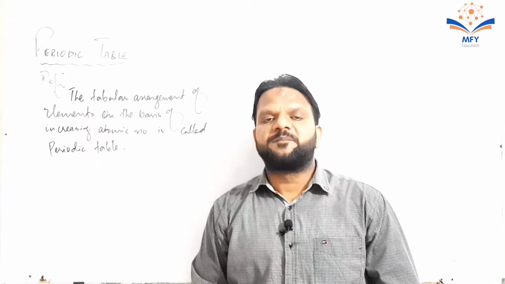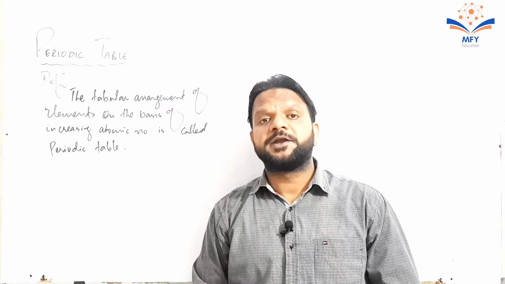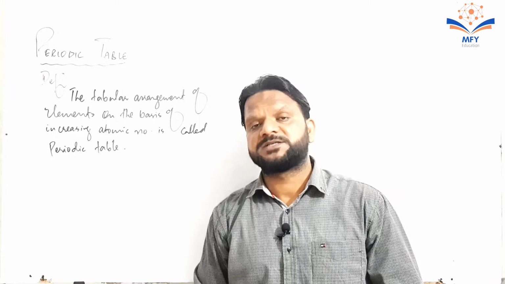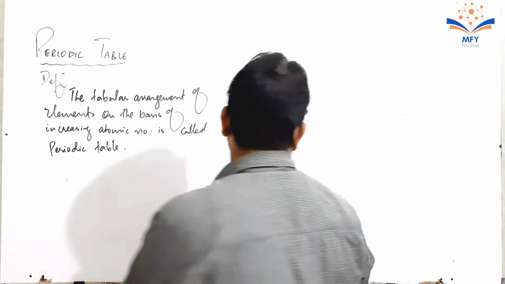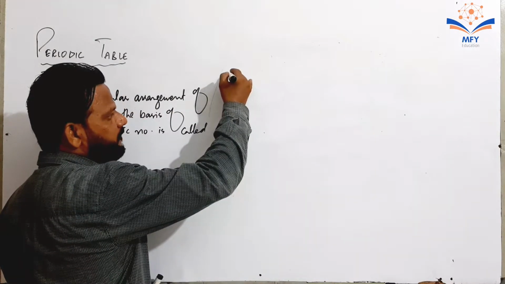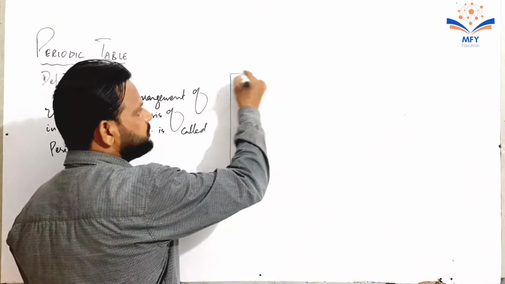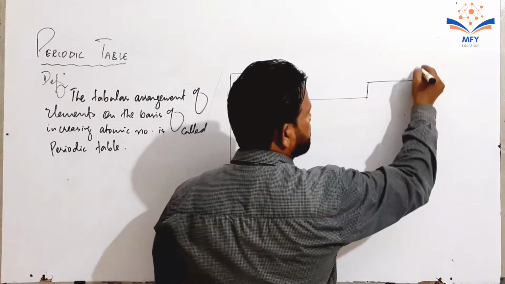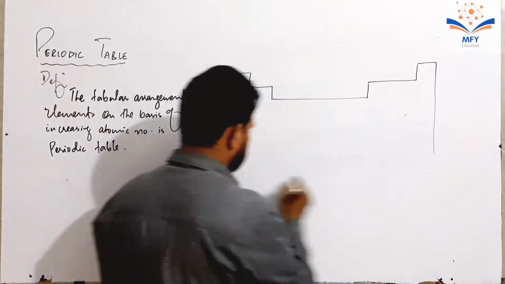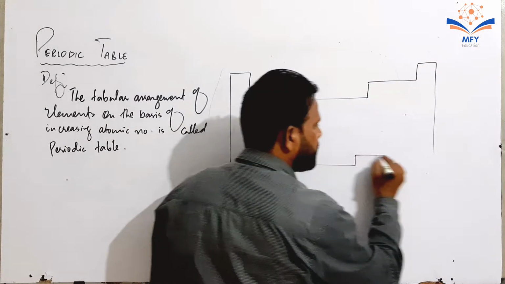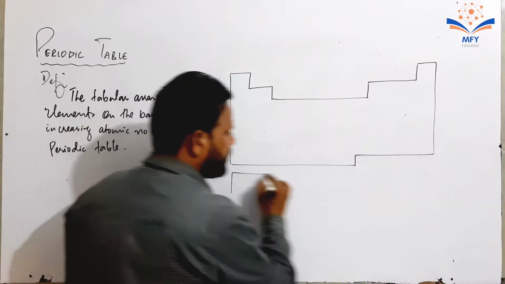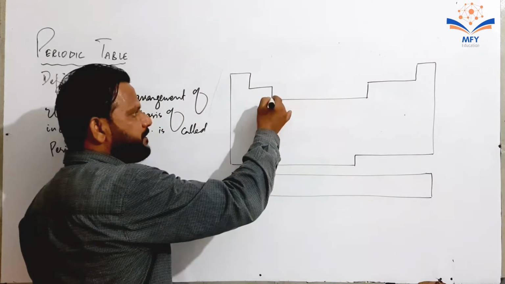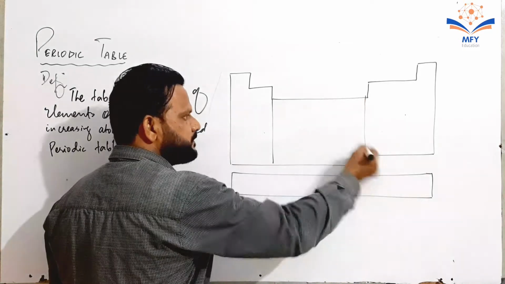On the basis of blocks, the periodic table is divided into four blocks, that is S block elements, P block elements, D block elements and F block elements. If we draw a structure or general format of the periodic table, it is the skeletal form of the periodic table, in which the periodic table is divided into four blocks.